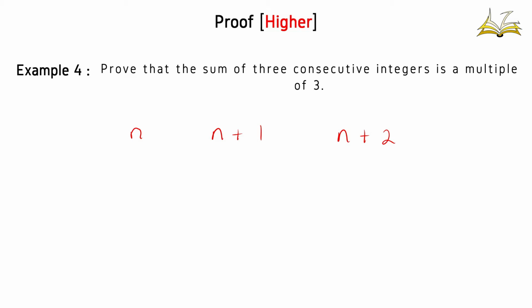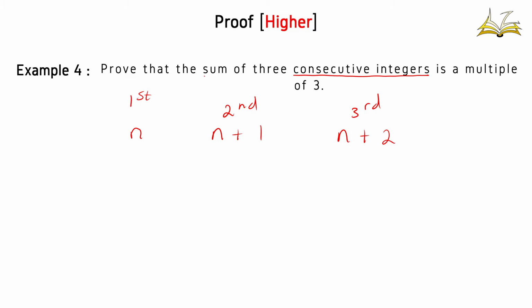Now, why I'm using n plus 1 and n plus 2 is because, say for example, n is my first number, say number 1. If I add 1 to that n, it will give me number 2, which is the second number. And if I add 2 to that n, it will give me number 3, which is my third number. So n is my first number, n plus 1 is my second number, and n plus 2 is my third number, right? So this is what is meant by consecutive integers.